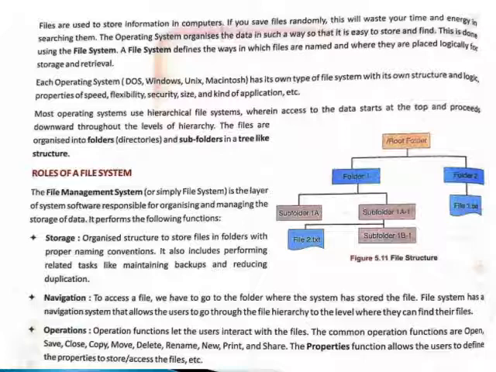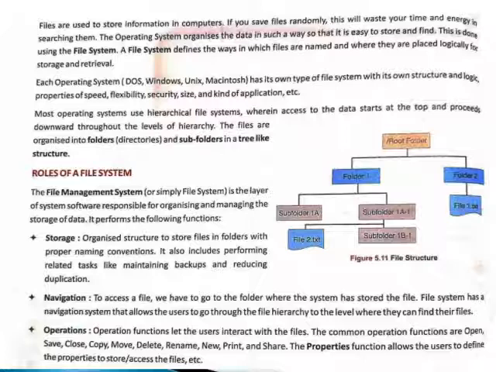Most operating systems use hierarchical file system, wherein access to the data starts at the top and proceeds downward throughout the level of hierarchy. The files are organized into folders and subfolders in a tree-like structure.